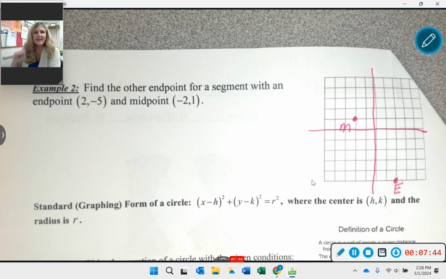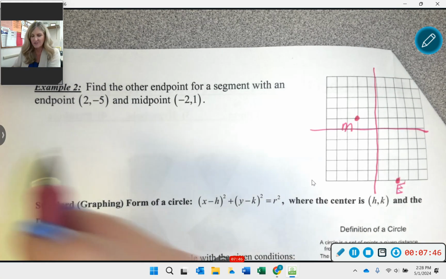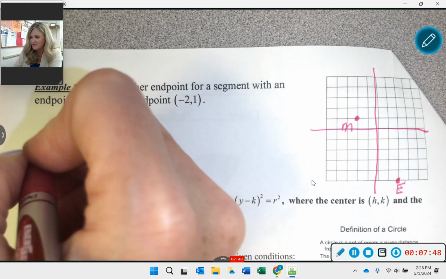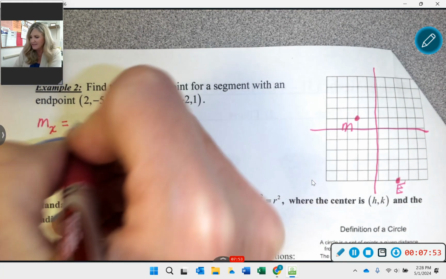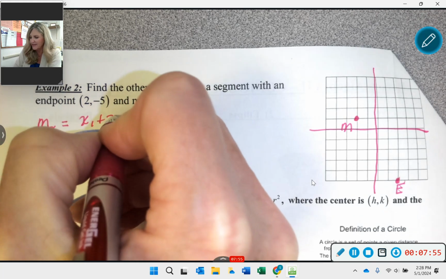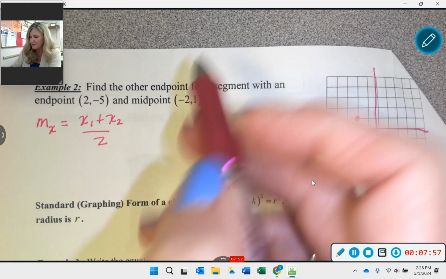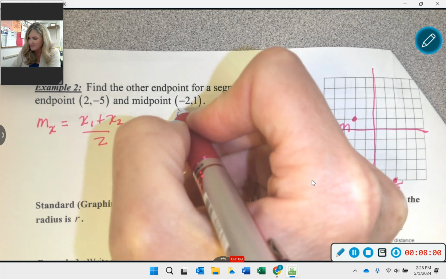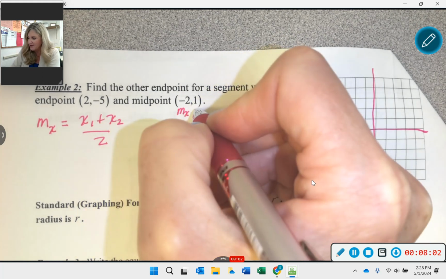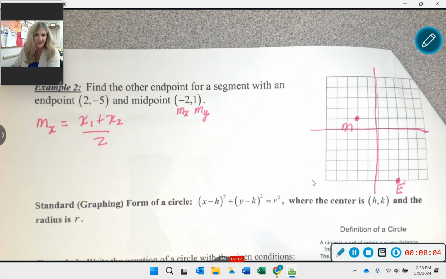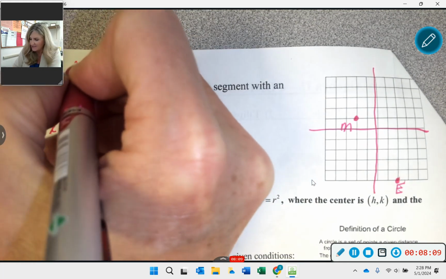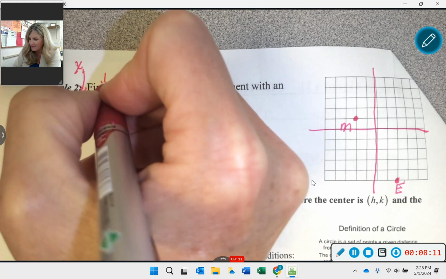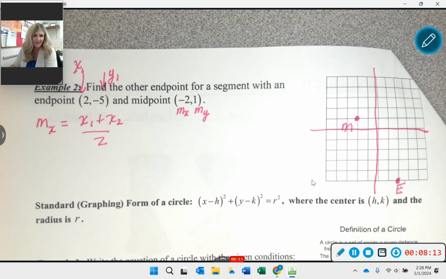Well, the reason I gave you that other form of the formula that you're not used to is because of problems like this, which are always on the ACT. The midpoint x value is x1 plus x2 divided by 2. Well, this is the midpoint's x value, and this is the midpoint's y value. This value is the first x that I'm given, and this is the first y that I'm given. So now I can just plug it in.